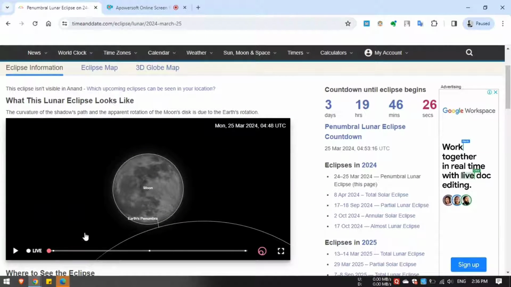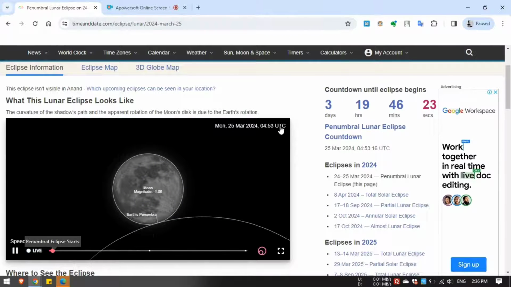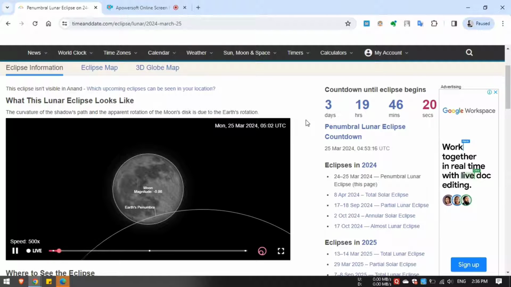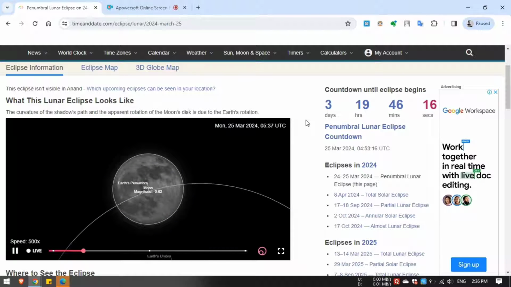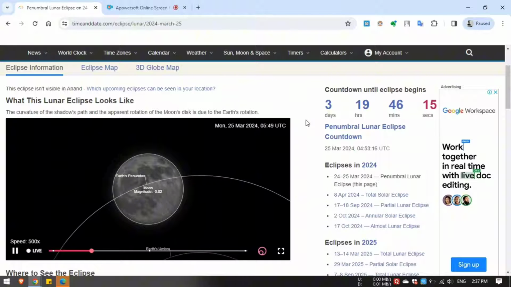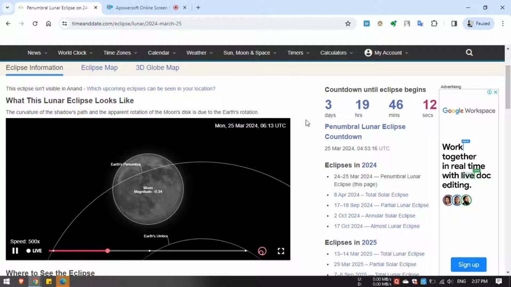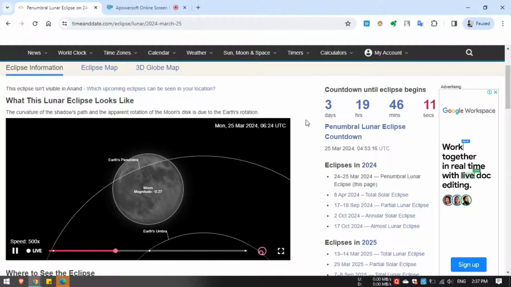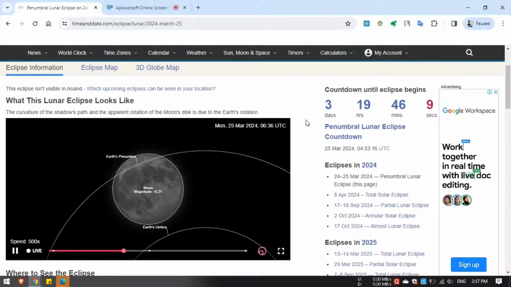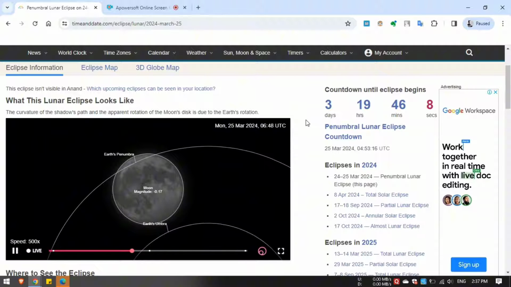Now, regarding the timing, the penumbral eclipse begins at 4:53 UTC on March 25th, 2024. This is equivalent to 11:53 PM CDT on March 24th in North America. The greatest eclipse will take place at 7:12 UTC on March 25th, which is equivalent to 2:12 AM CDT, with a penumbral magnitude of 0.9577. In other words, at greatest eclipse, nearly all of the moon will be inside the Earth's outer penumbral shadow.